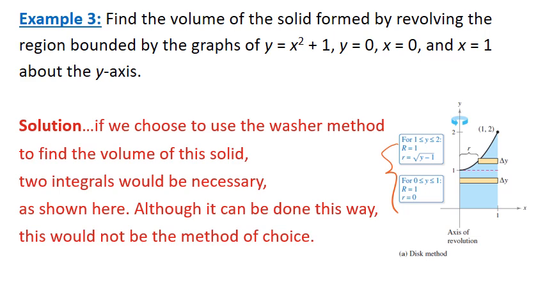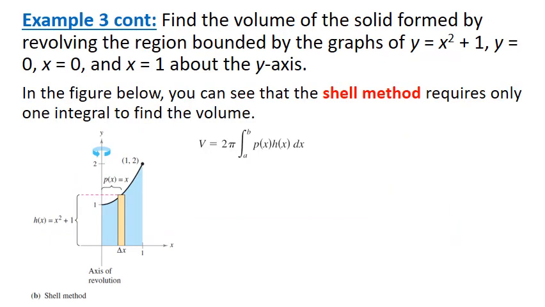Okay, so the alternative method would be using the shell method instead. If I were to use the shell method, I would only need one integral because the shell method has rectangles that are parallel to our axis of revolution. So from here, we only need one rectangle, and it would be set up as shown here.